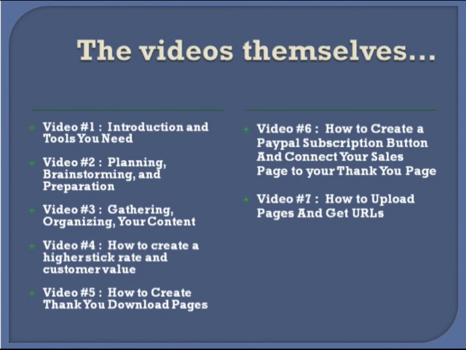Video number 7, we're going to talk about how to upload pages and get URLs. What I mean by this is, let's say you have 12 pieces of content, or even more than that, and you've uploaded your content. In this video we talk about how to get the URLs so that you can deliver that content in your future emails. Video number 8, we're going to talk about how to deliver your content. So now that you've gotten the URLs, it's time to deliver the content through Aweber, GetResponse, or anything else like that.